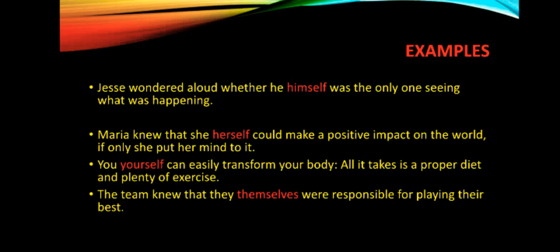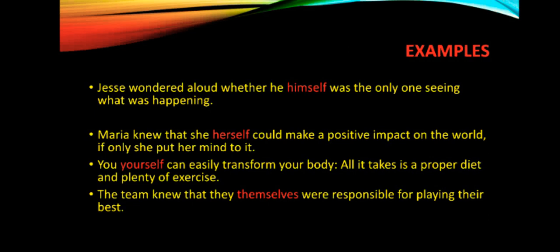Now, if you remove the self from himself, herself, yourself, themselves, respectively from each of these sentences, you will find out that these self forms were not necessarily needed. The sentence gives the complete meaning. The sense is complete. For example, look at the first sentence: Jesse wondered aloud whether he was the only one seeing what was happening. The sentence is complete. There is nothing missing from it except the emphasis.